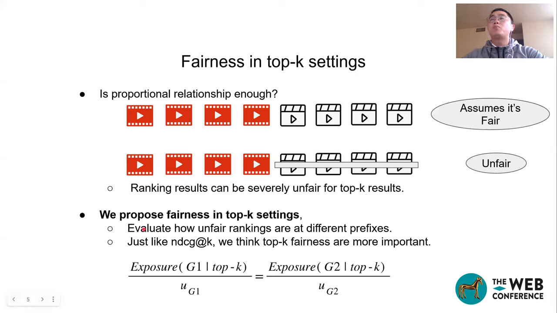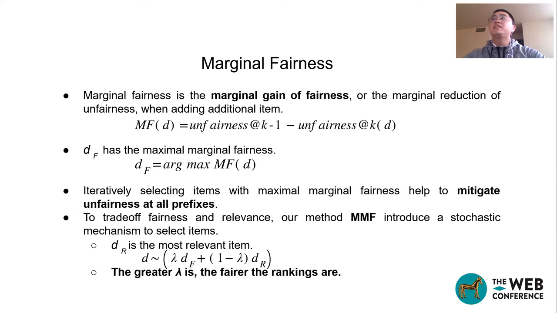In this paper, we propose fairness in top K settings, since we want to evaluate how unfair rankings are at different prefixes. Just like NDCG, we think the top K fairness is more important. Based on the top K fairness, we proposed the marginal fairness, which is the marginal gain of fairness when we introduce an additional document. When we iteratively select items with maximum marginal fairness, it can help to mitigate unfairness.